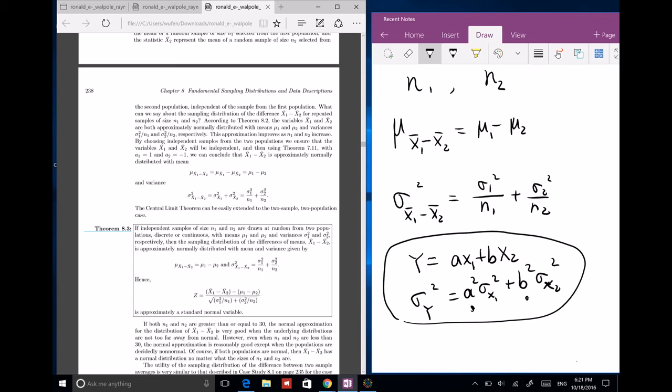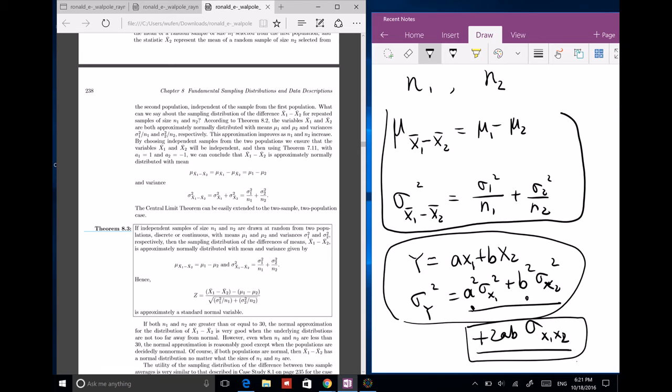And that is if they're independent. If they're not independent, you still have 2ab covariance of x1 and x2, if you remember that. If they're independent, this one is 0. If they're not independent, you have to add the 2ab covariance. This is what we learned in the previous section. So you have x1 minus x2 if they're independent.